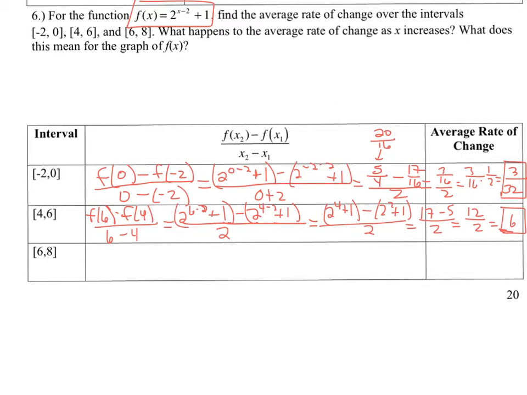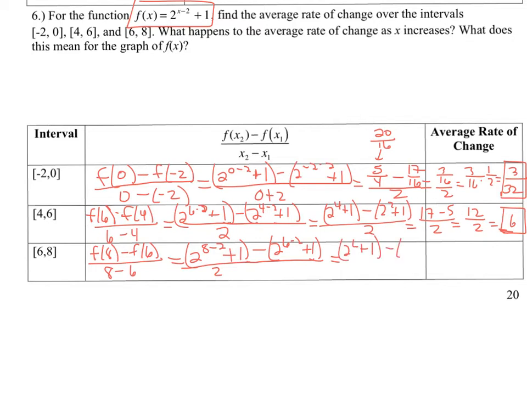Next domain interval is from 6 to 8. So we gotta find f of 8, take away f of 6, and divide it by 8 minus 6. Okay, well f of 8 means (2 to the 8 minus 2 plus 1) over 2. In the denominator, we gotta subtract f of 6, so 2 to the 6 minus 2 plus 1. So that's 2 to the 6 plus 1 minus 2 to the 4th plus 1, all divided by 2.